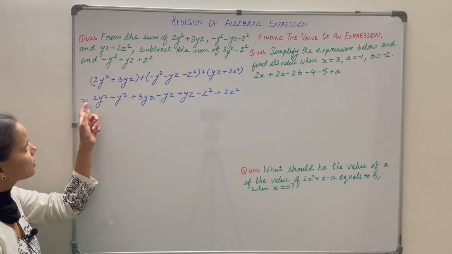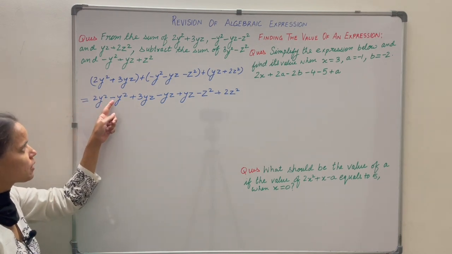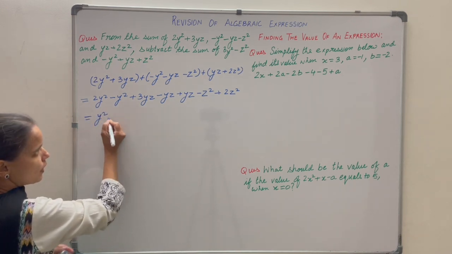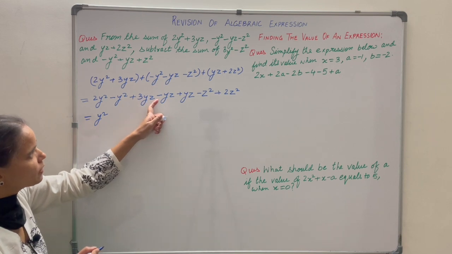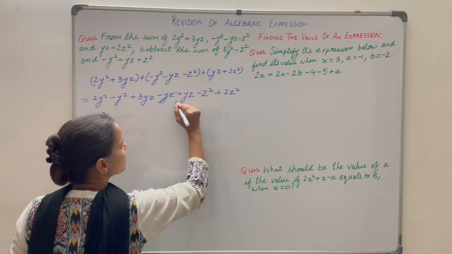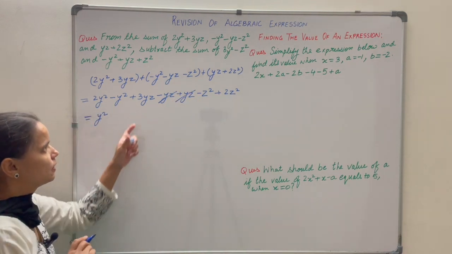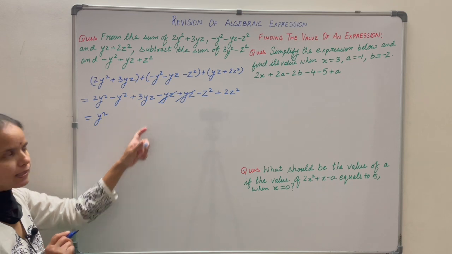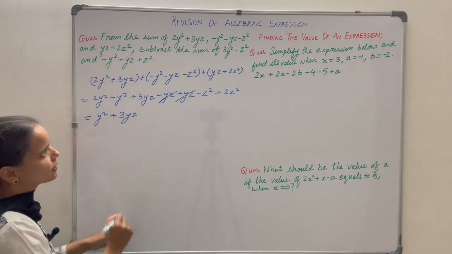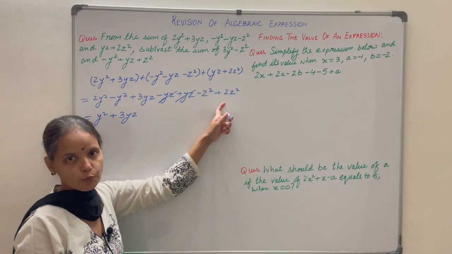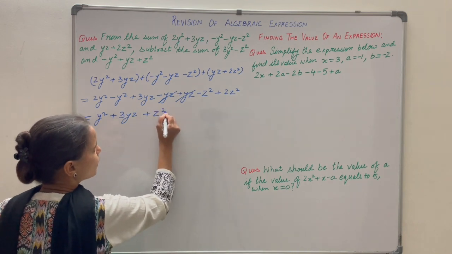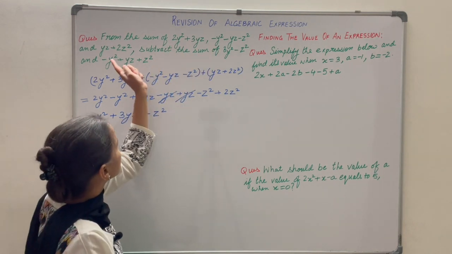Now you have to just see the coefficients. So 2 minus 1 is 1, so this is y square. 3 minus 1 plus 1, so you can cancel this. Minus yz plus yz, you can cancel. So only 3yz is left. So plus 3yz. Here minus 1 plus 2, so this is 1, so plus z square. So we have found out the sum of these three expressions.